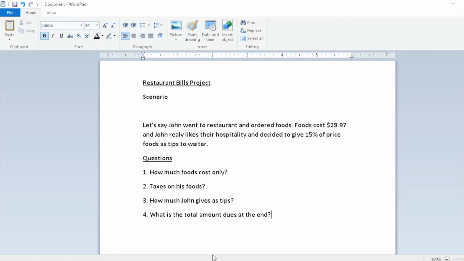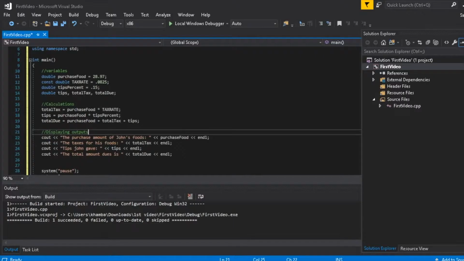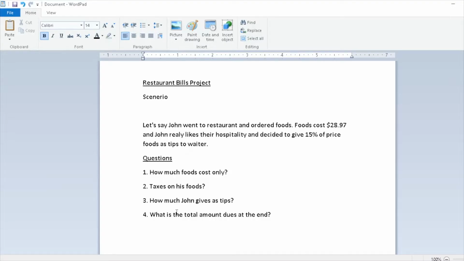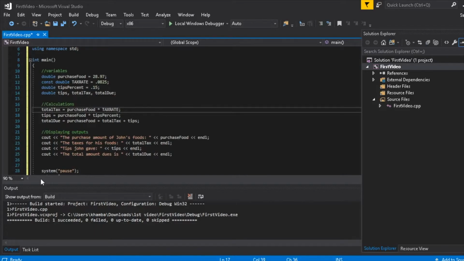Number 2 is taxes on his food. To find that, we already found it, so we just have to display that the taxes for his food is total tax. Total tax is here, purchase food times the tax rate. That's number 2. And number 3 is how much John gives us in tips. So number 3 is tips. John gave tips, and tips is purchase food times the tips percent.